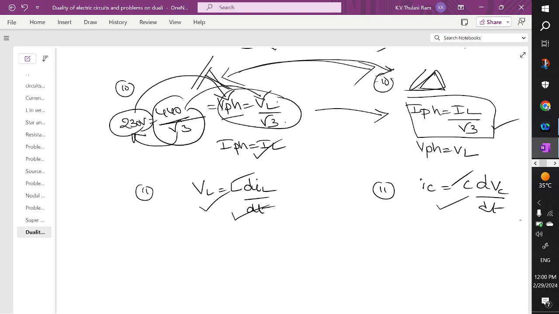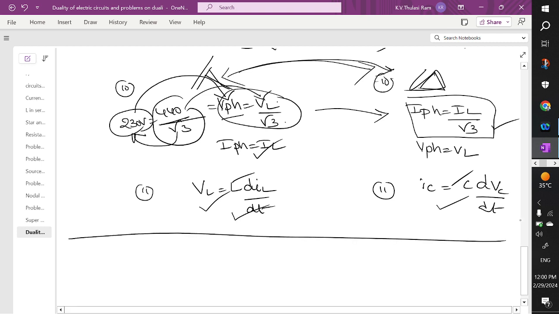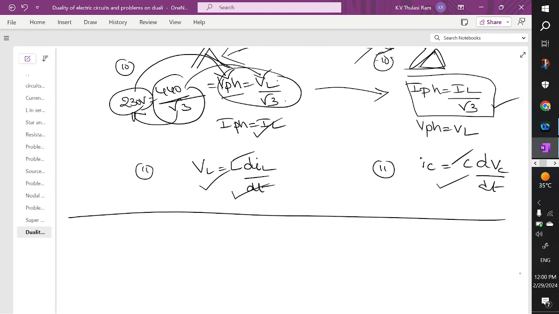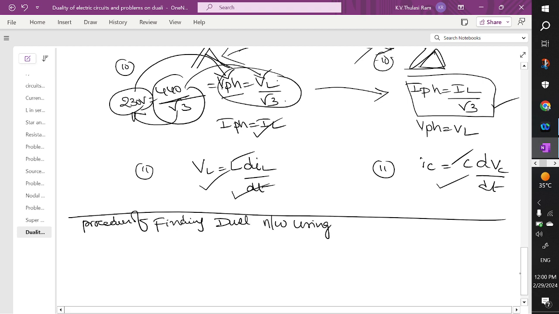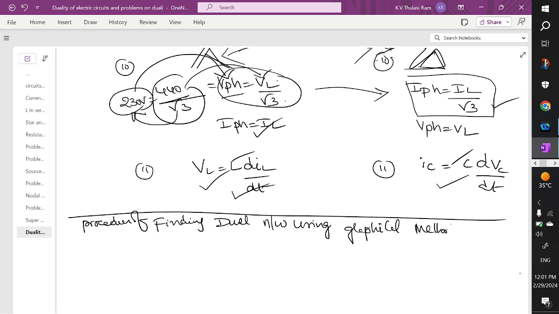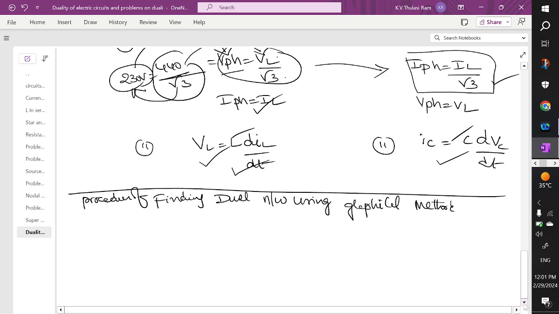Let's try to solve one problem on dual networks. The procedure is very simple, there is no need to worry. This is the procedure of finding the dual network using the graphical method. We are going to draw a graph and find the dual of a given network using the graphical method. Let's see some steps and go into the problem.